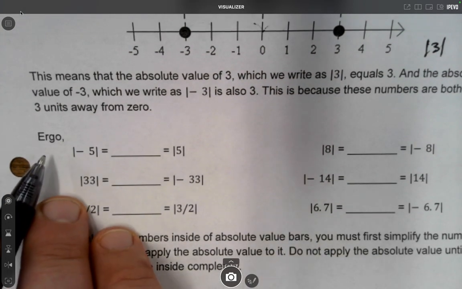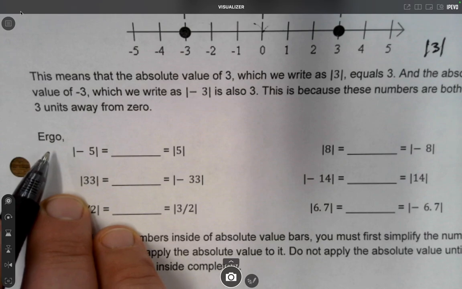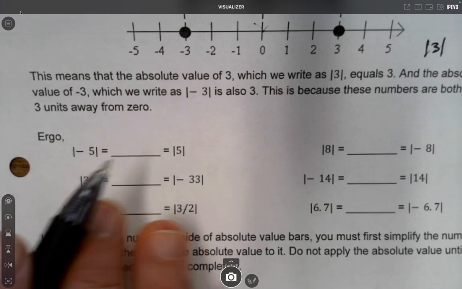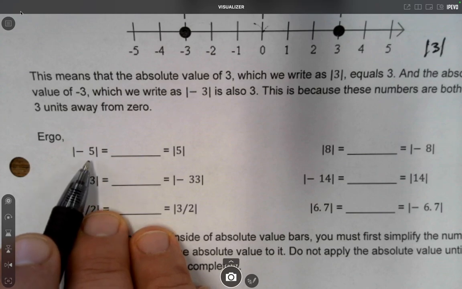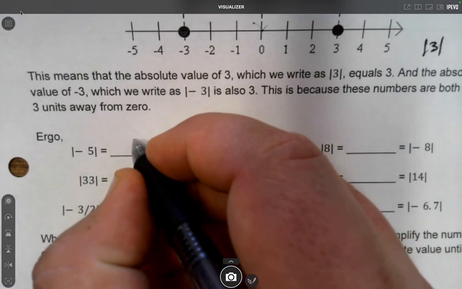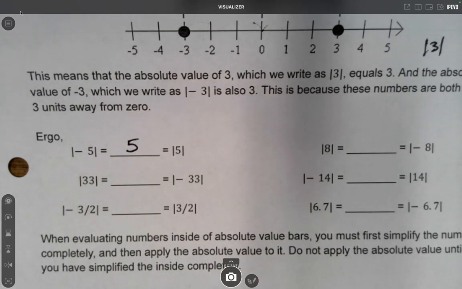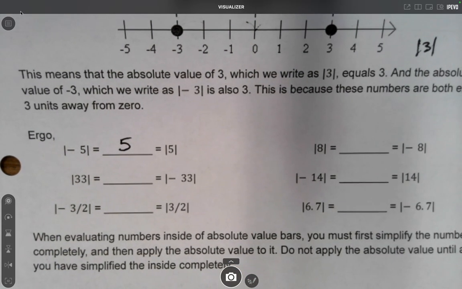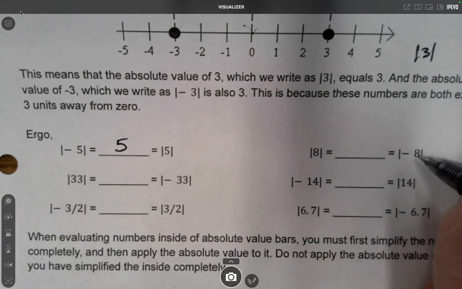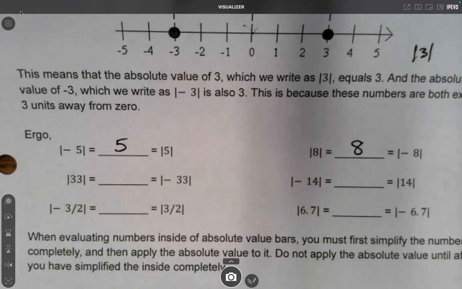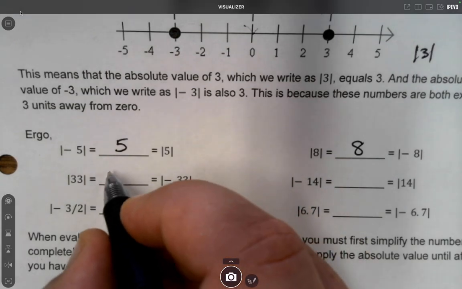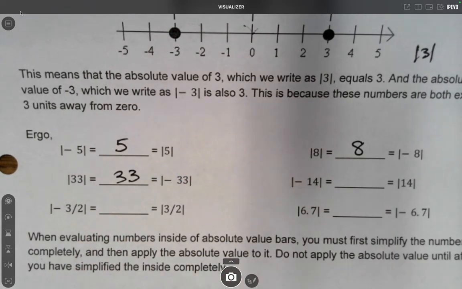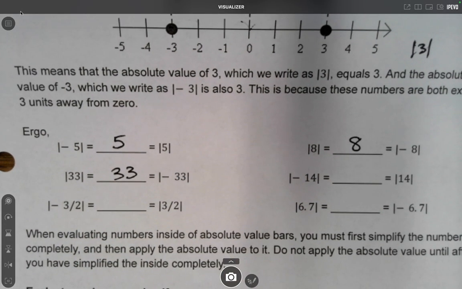Ergo is another word for therefore. It might be Latin, honestly I forgot at the moment, but ergo just means therefore. So the absolute value of -5 and +5 is 5, because both of them are 5 units from 0. The absolute value of 8 and -8 is 8, because they're both 8 units away from 0. The absolute value of 33 and -33 is 33, because they're both 33 units away from 0.